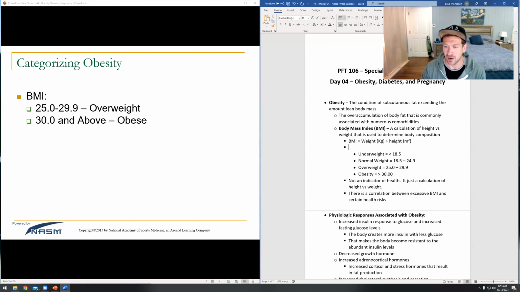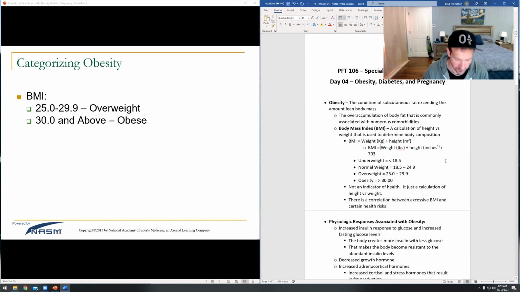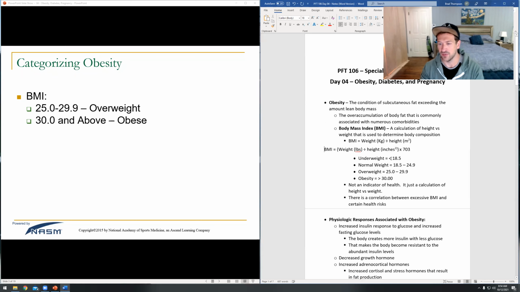If you want to do it in the American version, BMI equals your weight in pounds divided by your height in inches squared, and then take the whole thing times 703. I've got to put a bracket around all of this. So the American version is weight in pounds divided by height in inches squared, times 703. That's the Americanized version of this formula.